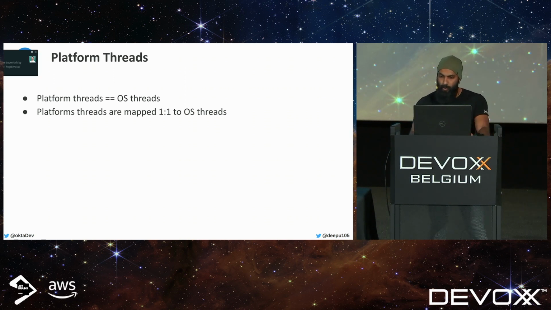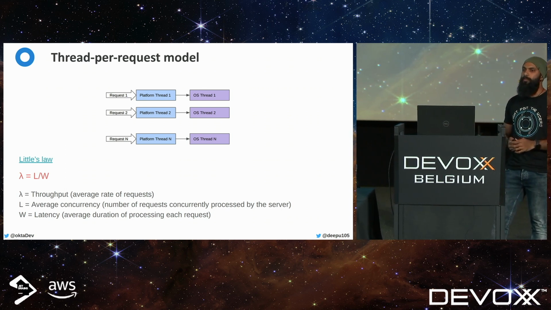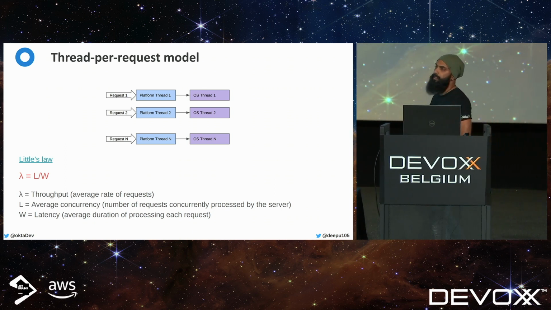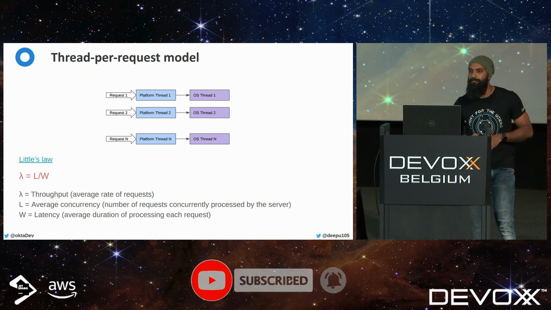Let's look at two of the most common use cases for concurrency and the drawbacks that the current concurrency model has for those. One of the most common concurrency use cases is serving requests over the wire using a server or a web server, and the like.